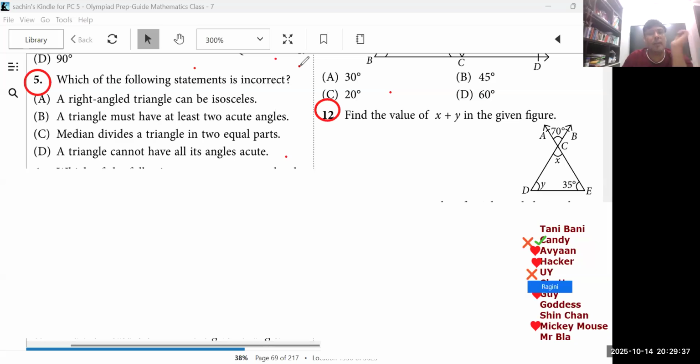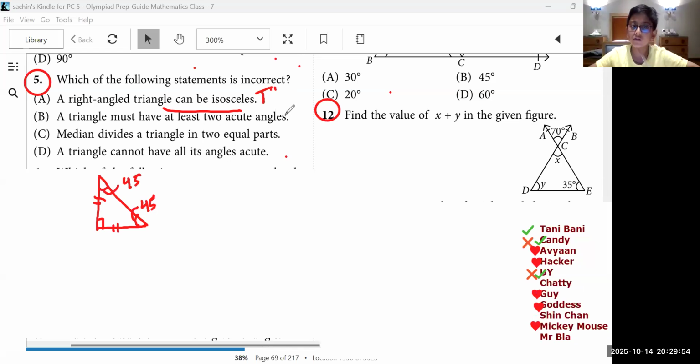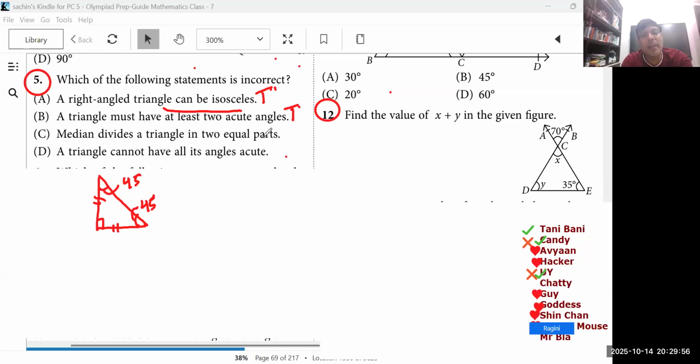So the first one, a right angle triangle can be isosceles. Yes, it can be isosceles because the other two sides can be equal. If this is 90, these two can be equal. Then this will become 45 and this will also become 45. Median divides a triangle into two equal parts. This is also true. And this is false, because there are triangles in which all angles are acute.